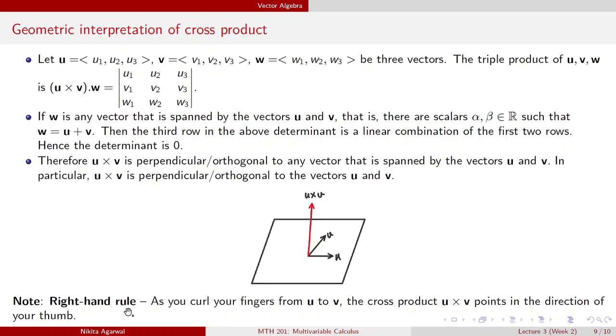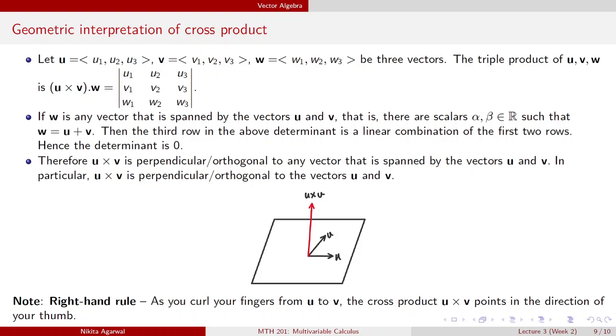But what is the right hand rule? I want you to look at your right hand. You curl your fingers from U to V. The cross product U cross V points in the direction of your thumb, right? Which is the picture that you see here. So U and V are on the floor and U cross V is along the height. So this is how the picture will look. We will talk about it, as I said, in the next class again. But the right hand rule is important here.